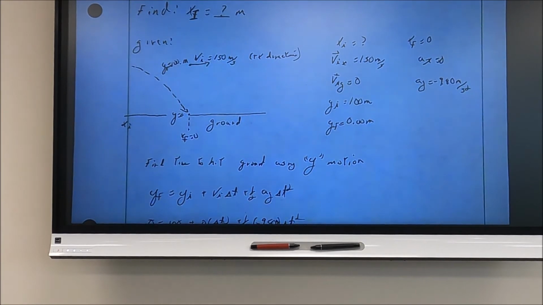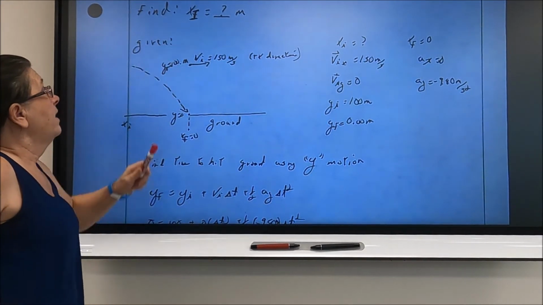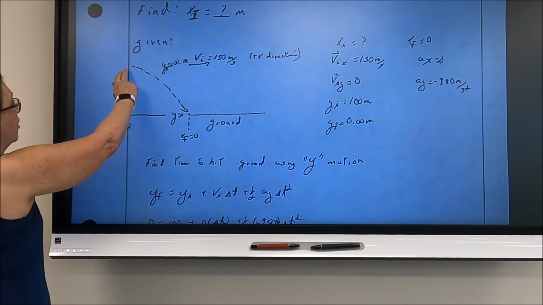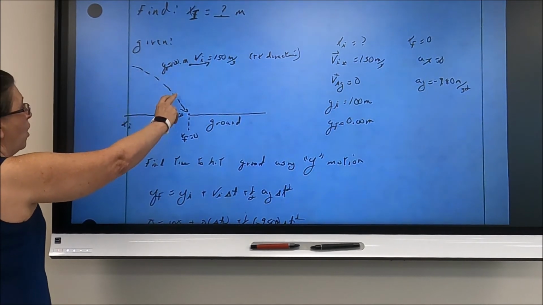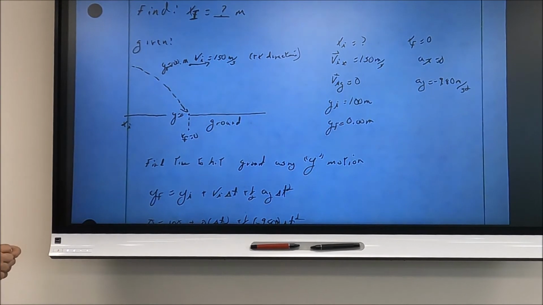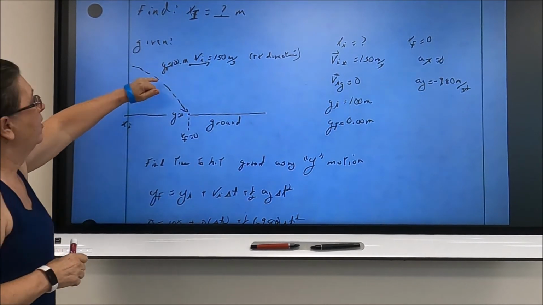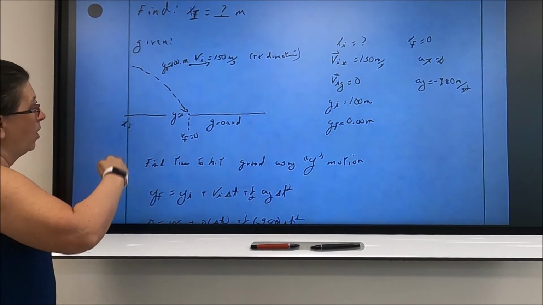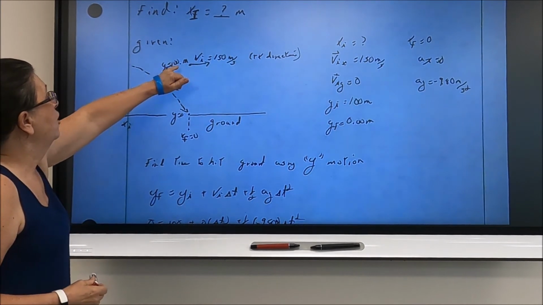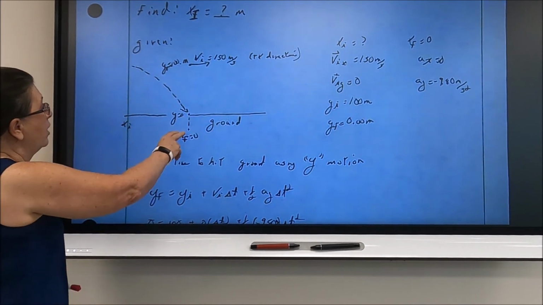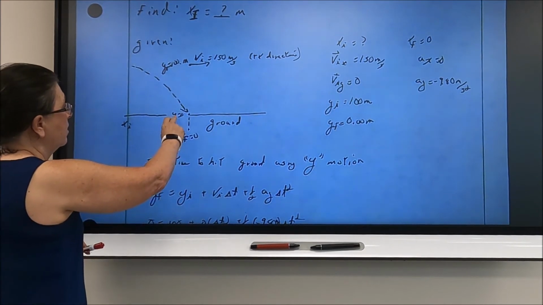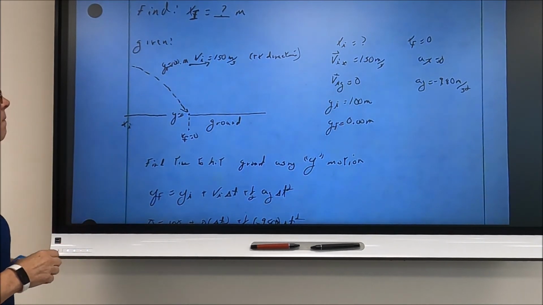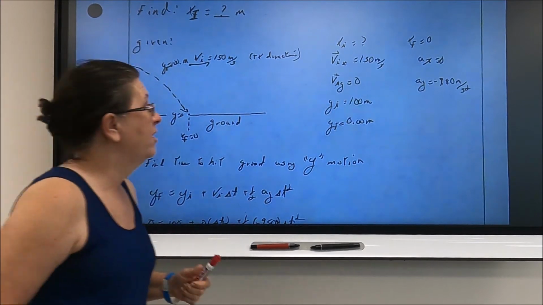First thing I want to do is identify what I want to find. I want to find x initial, in meters. x initial here is where the plane lets go of the package. It's got a velocity initially of 150 meters per second, and that velocity is parallel to the ground. Its y initial position is 100 meters. We know that y final is going to be 0 meters, and x final is going to be 0 meters. I am assuming that it's traveling in the positive x direction.